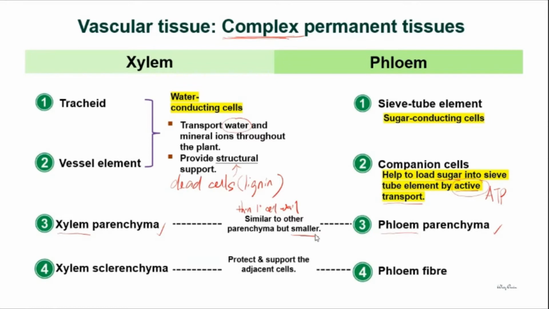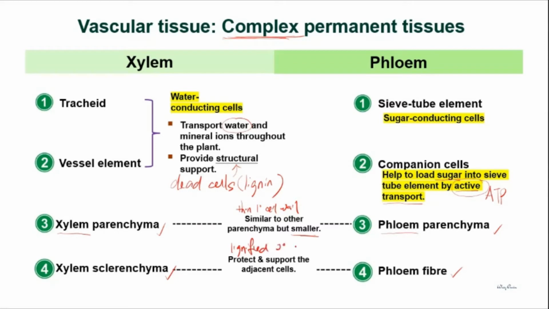Both xylem tissue and phloem tissue have their own sclerenchyma. For sclerenchyma, we have two main types, which are the fibers and sclereids. So in phloem, the sclerenchyma is the phloem fibers, which is a tube-like structure. Since it is a type of sclerenchyma, the characteristics are very similar to other types of sclerenchyma also. That means they have a thick, lignified secondary cell wall.